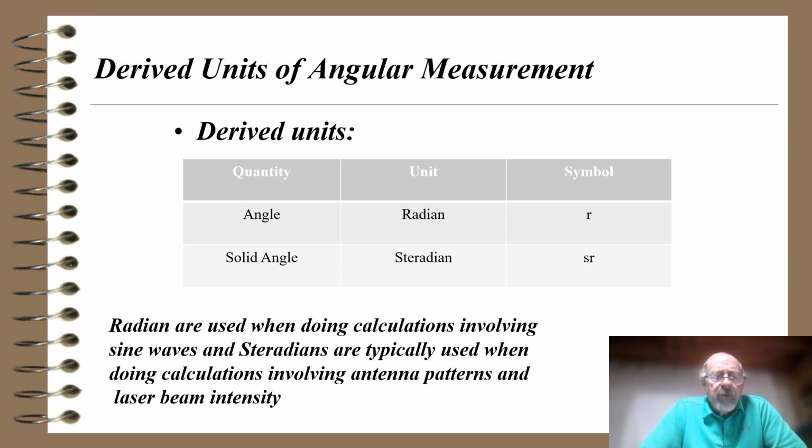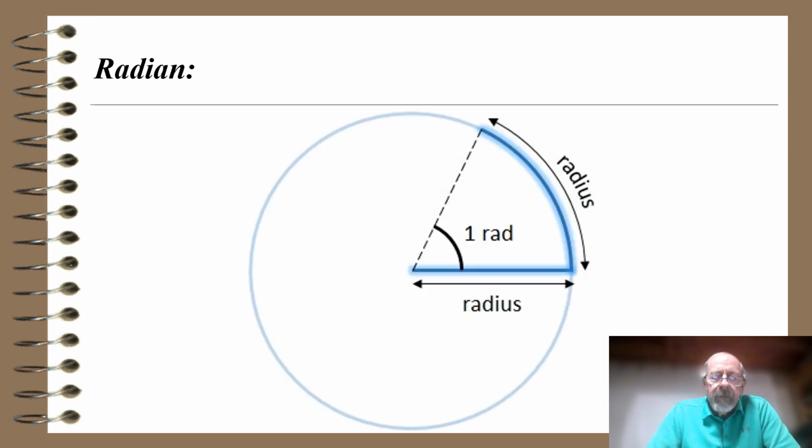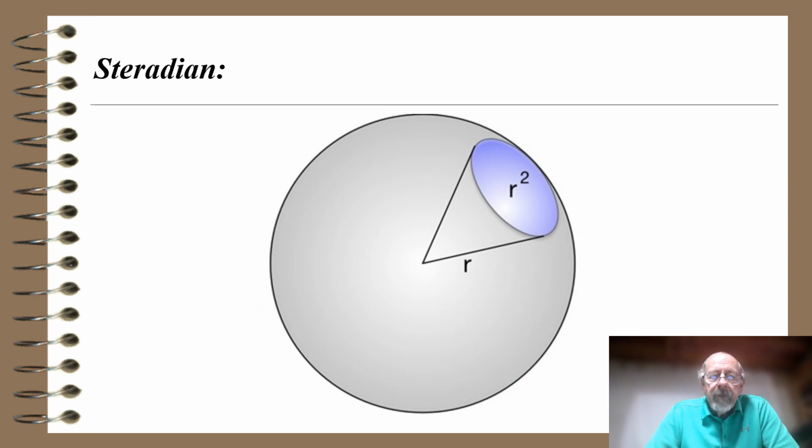Now we have derived units of angular measurement, and one of those for angle, we have the radians, and the solid angle is a steradian. Radians are used when doing calculations involving sine waves, and steradians are typically used when doing calculations involving antenna patterns and laser beam intensity. So here's a radian. A radian is something like 53.7 degrees. Here's a steradian, and what happens, we get an area on the surface of r squared at a distance of r from the center.